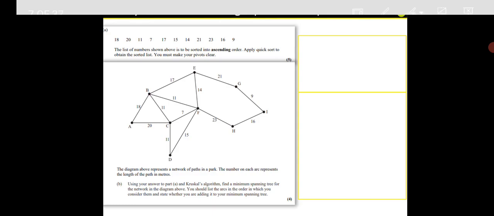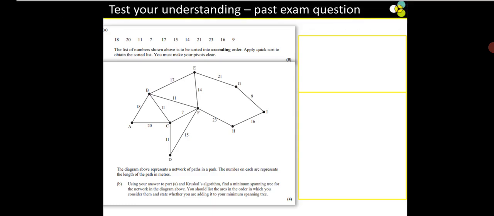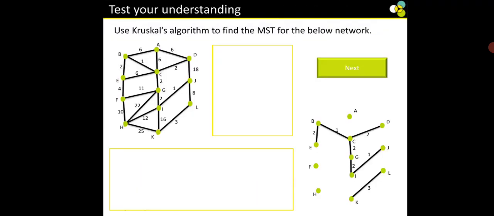So K to L is 3. So we just have 3. Next, E to F. Next after 3, is there any other 3 here? There is no 3 here.